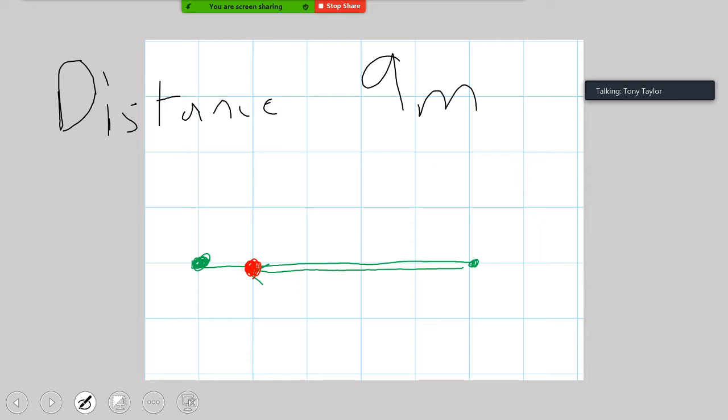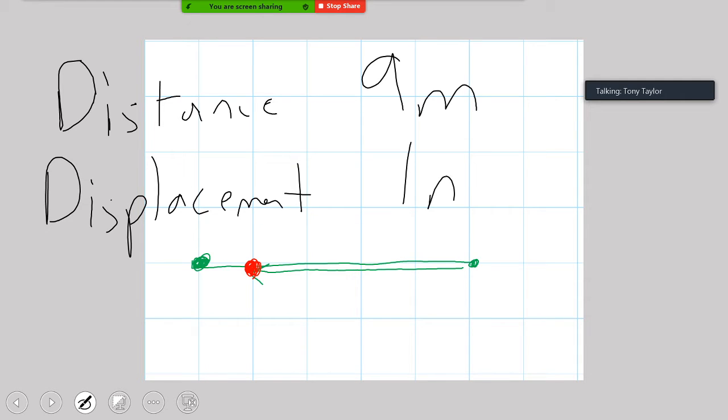So 9 meters is your distance, and your displacement is 1 meter east. So hopefully you guys get the idea. The total ground that I covered is 9 meters, and for the displacement, there's a 1 meter difference between my starting point and my ending point. And of course my ending point is to the east of my starting point.